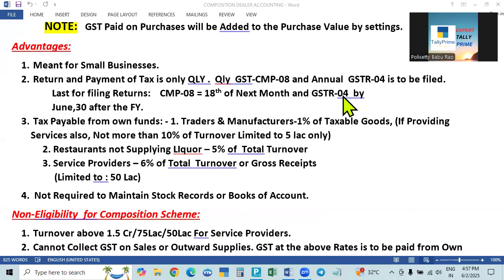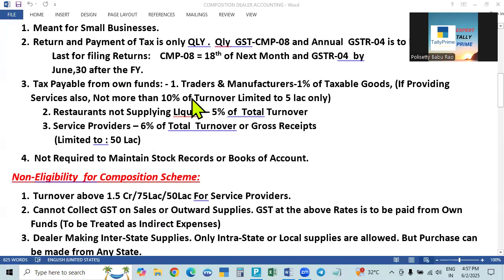So the due date is CMP-08 by the 18th of the next month, and for yearly, GSTR-4 annual return by June 30th after completing the financial year. And these are the tax rates of the trader and manufacturer: 1%. If he is giving service also, less than 10% of the turnover and less than 5 lakhs, then he can pay under this category at 1%.